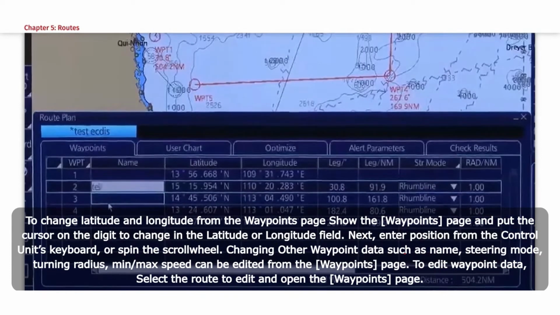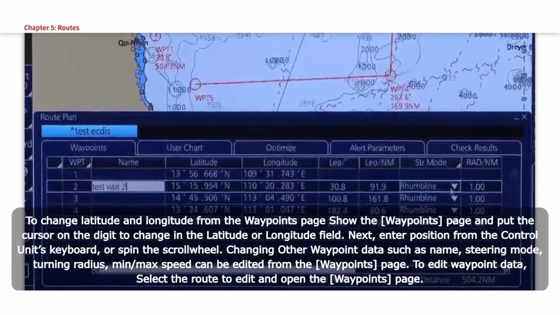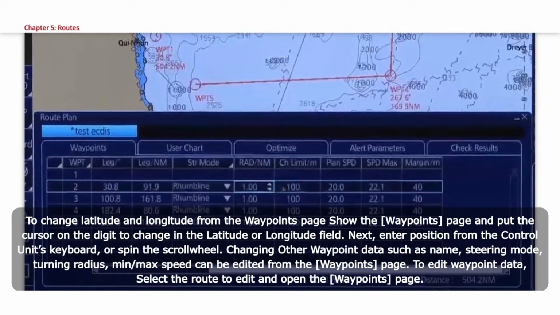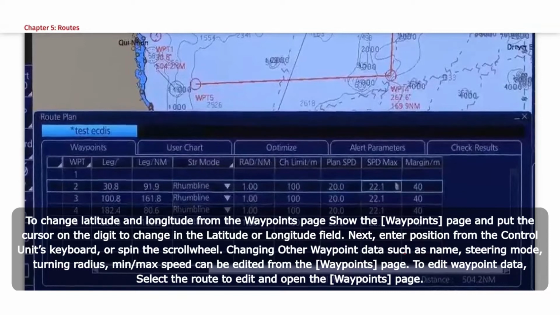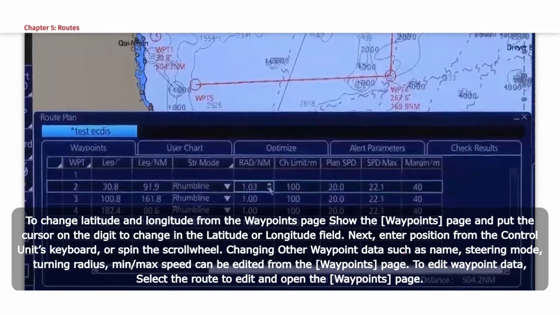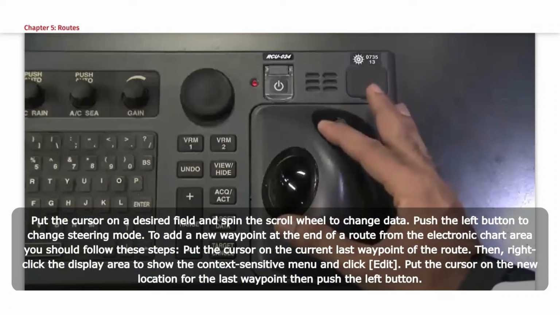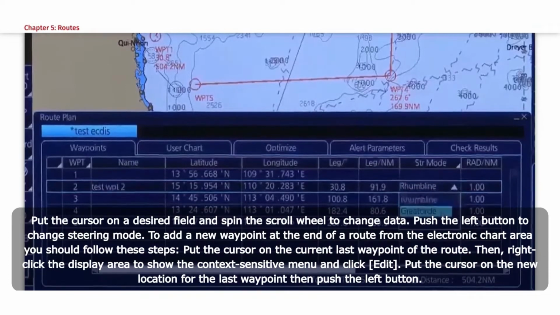Other waypoint data such as name, steering mode, turning radius, minimum or maximum speed can be edited from the Waypoints page. To edit waypoint data, select the route to edit and open the Waypoints page. Put the cursor on a desired field and spin the scroll wheel to change data. Push the left button to change steering mode.